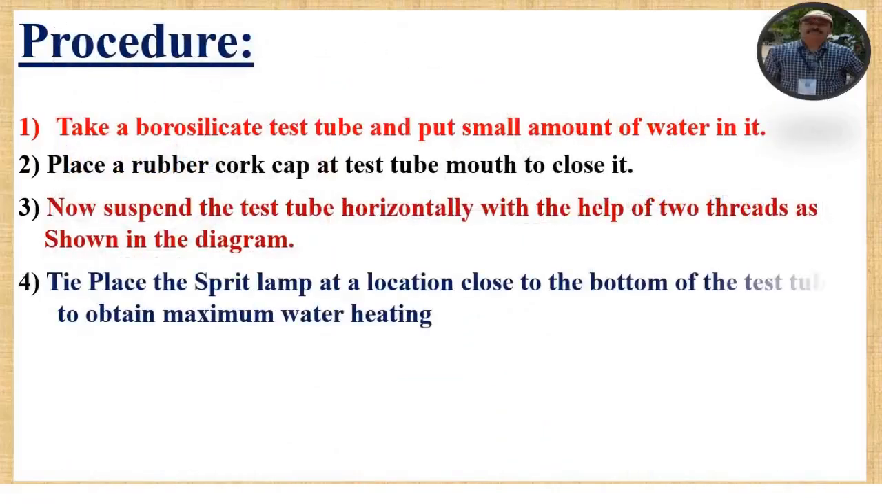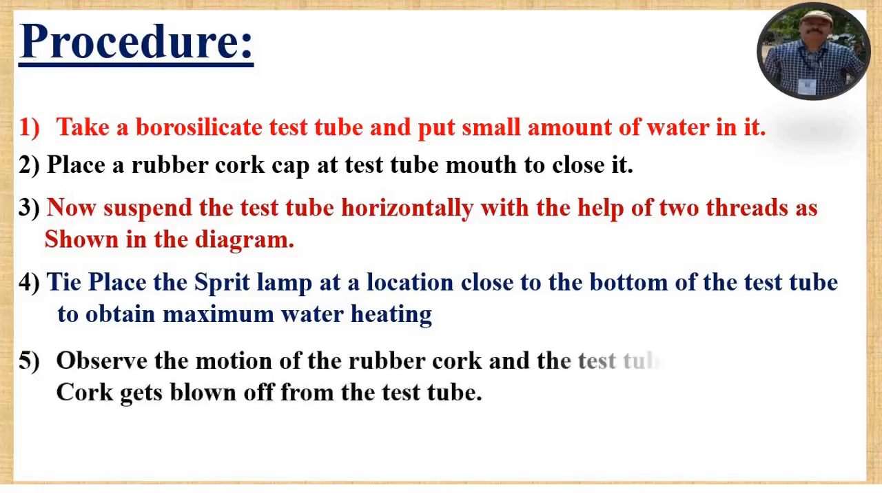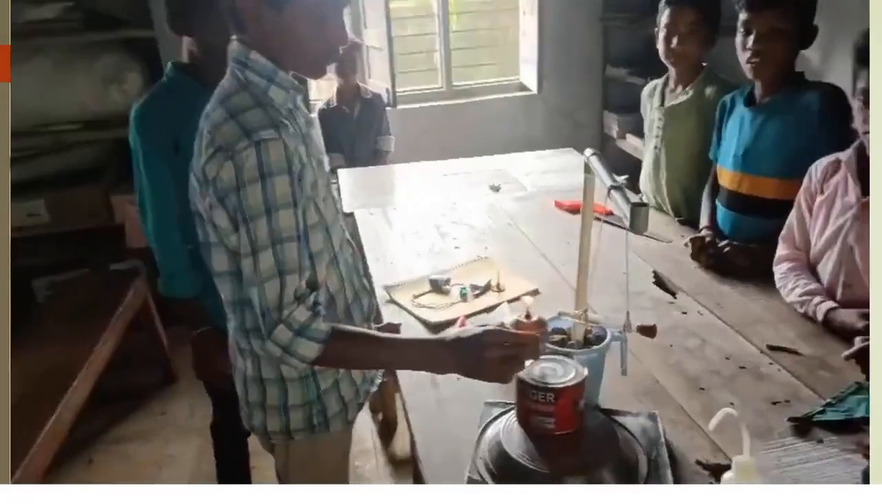Place the spirit lamp close to the bottom of the test tube to obtain maximum water heating, and observe the motion of the rubber cork and the test tube as the rubber cork blows off from the test tube. Now observe the video.